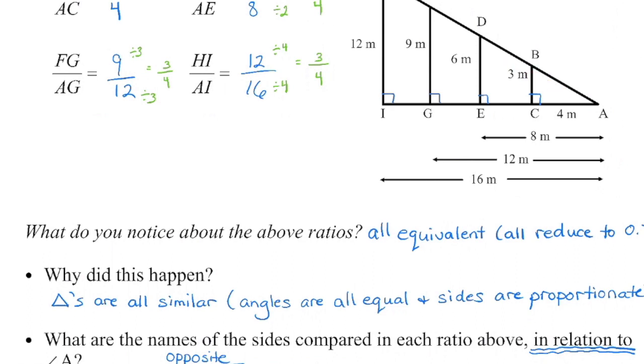We know a triangle has 180 degrees in it, so if they all have the same right angle, and if they all have the same angle A, we know this angle is going to be the same in all 4 of those cases. So all of my angles are equal, and all of my sides are proportionate.